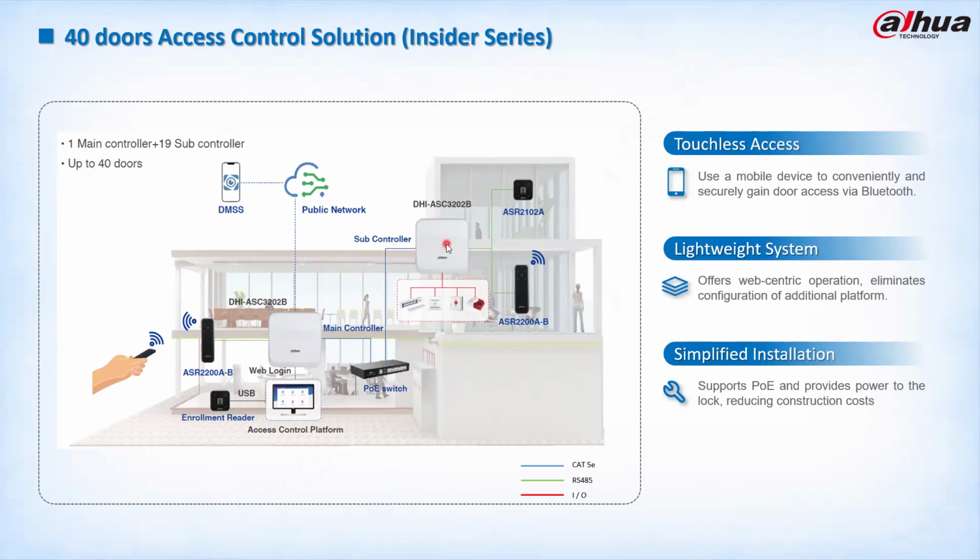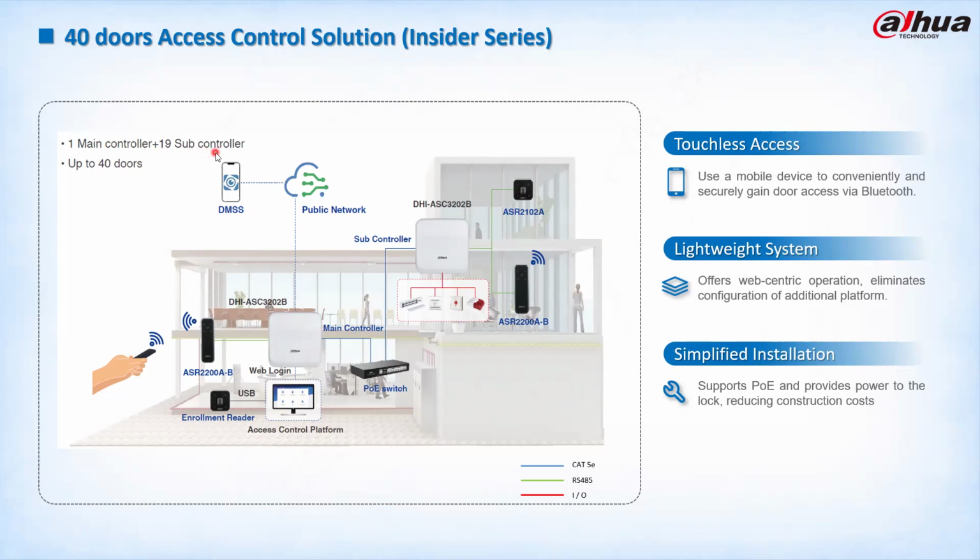So we have this supporting 2 more doors. You can see, for example, there's 1 door that supports the Bluetooth reader, and again we have the 2102A fingerprint and card reader as well. This supports 2 doors, while this other supports 2 more doors. So to achieve these 40 doors, you have to add more subcontrollers.